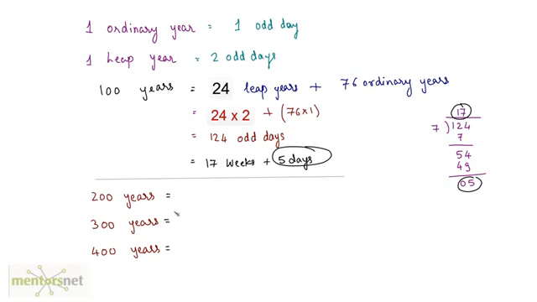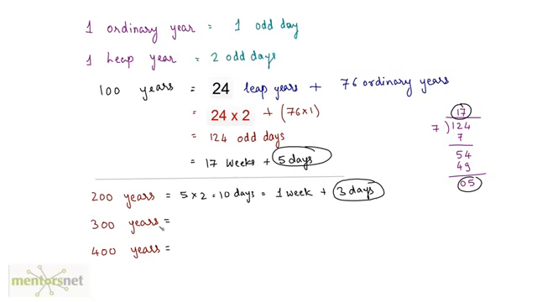Now let us calculate how many odd days are there in 200 years, 300 years and 400 years. The number of odd days in 100 years is 5 days, so in 200 years it will be 5 times 2, that is 10 days. Now 10 days can be written as 7 days plus 3 days, and 7 days is 1 week. So this is 1 week plus 3 days. 3 days cannot be converted to a week, so 3 is the number of odd days in 200 years.